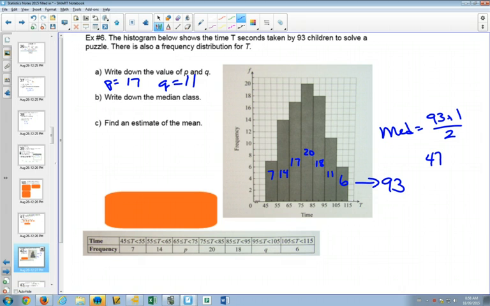So our median class is between 75 and, we're using T, and 85. In a histogram, you always have the equal sign listed with the value that's lowest, and there's no equal sign with your inequality on the higher value.